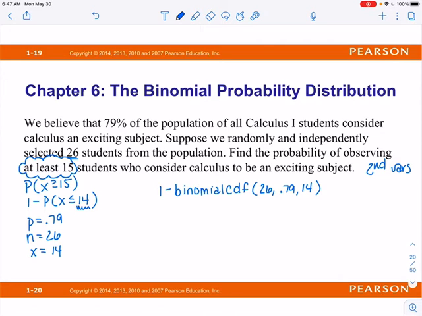Okay, so I would do the binomial CDF first on its own and then worry about the 1 minus. When you do that binomial CDF in the calculator, you should come up with an answer of 0.0036. So then when you do 1 minus that, your final answer here is going to be 0.9964. So that's your probability that at least 15 students think that calculus is exciting.